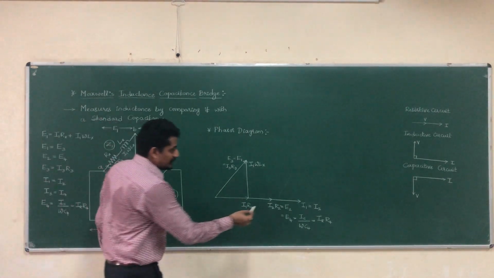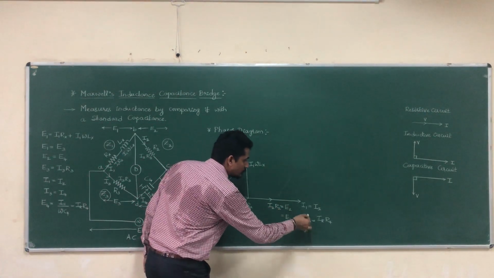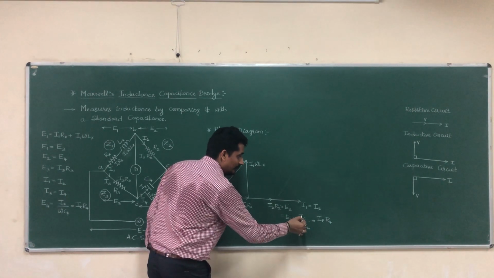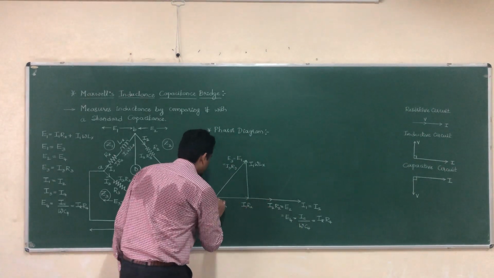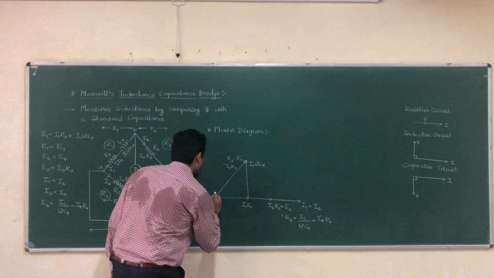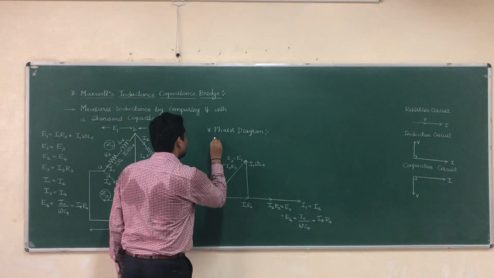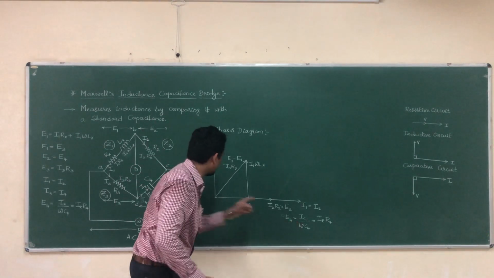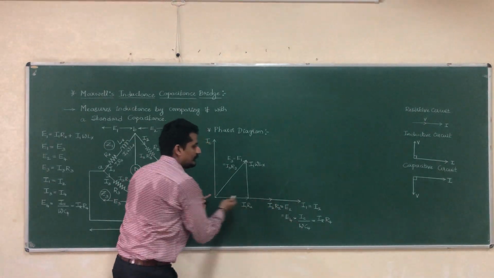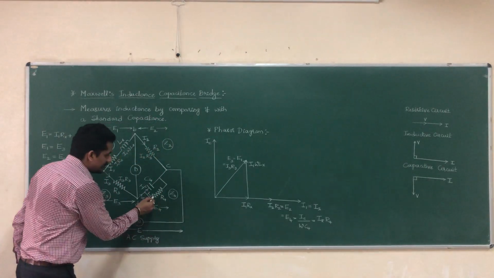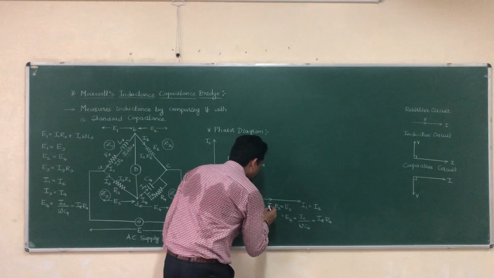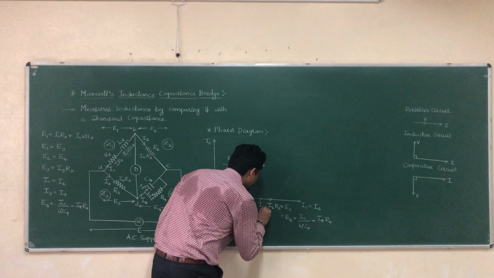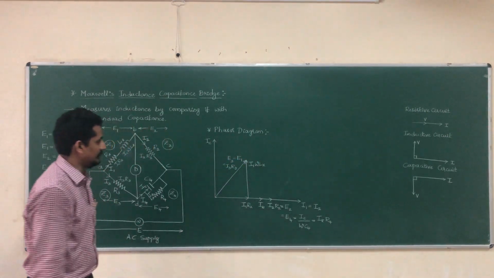Now, if you observe, this is the voltage drop across the capacitor. If this is the voltage drop across the capacitor, where will be the current? Current will be 90 degrees to this line, right? So this is IC. Current IC will be 90 degrees to this line. And what about current IR? IR should be in phase with respect to this.